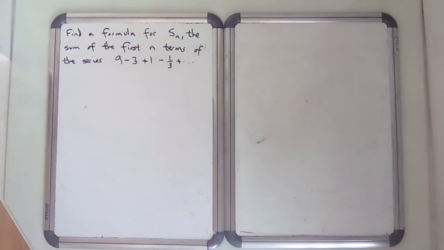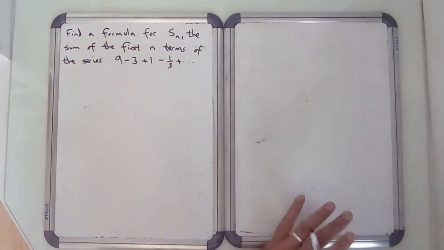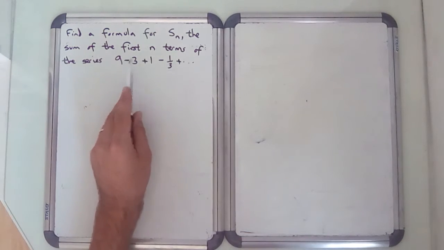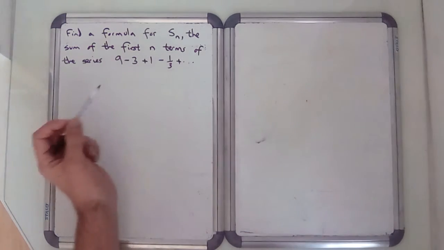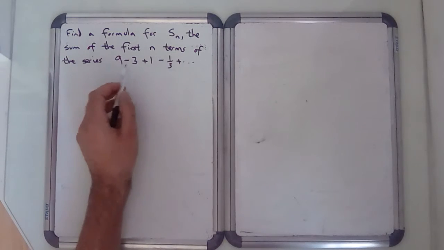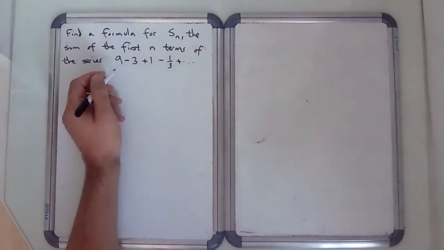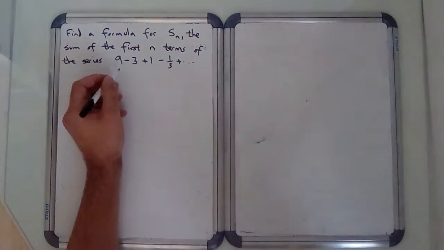Find a formula for Sn, the sum of the first n terms of the series 9 minus 3 plus 1 minus 3 and so on. So you've got some alternating signs. You need to work out what kind of series this is.